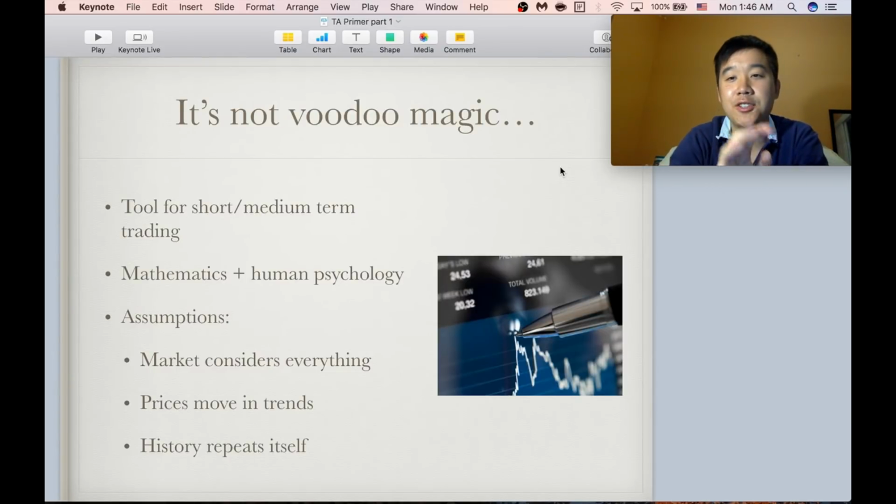So it's actually not voodoo magic. It's actually a tool that's potentially useful for short or medium term trading. It's based on a lot of mathematics and human psychology. The three main assumptions are that the market considers everything when determining the prices, prices move in trends, and history repeats itself. This may seem a little bit vague, and I'm not going to go quite into detail into these, but be sure to Google technical analysis assumptions or look into the Dow theory, that's D-O-W theory, for more information.